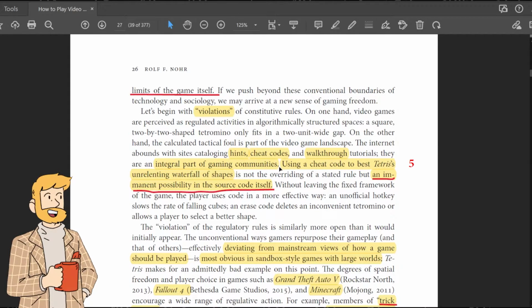And interestingly, Nohr argues here that using a cheat code to best Tetris's unrelenting waterfall of shapes is not the overriding of a stated rule, but an imminent possibility in the source code itself. It's here that we see a contrast with Bollock and Lemieux's description of games as equipment for making metagames, the idea that changing the equipment is no longer to be operating in the space of rules. Nohr is advancing a very different understanding of rules here, relying on the flexibility and the malleability of code itself to argue that that alteration is still within the realm of playing with the rules.